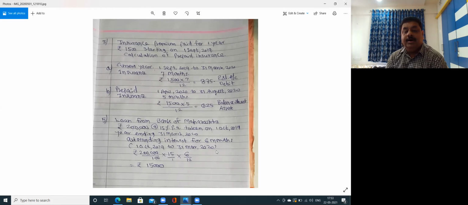Loan from Bank of Maharashtra 2 lakhs at the rate 15% per annum, taken on October 2019, year ending 31st March 2020. Now outstanding interest for 6 months on October to March, so it is coming 2 lakh upon 100 into 15 upon 1 into 6 upon 12 is 15,000. The correct answer is 15,000.